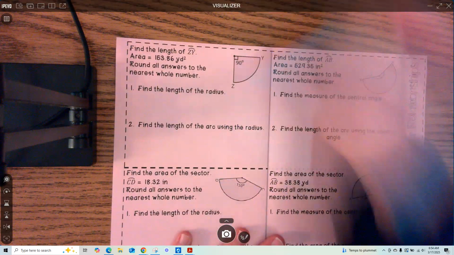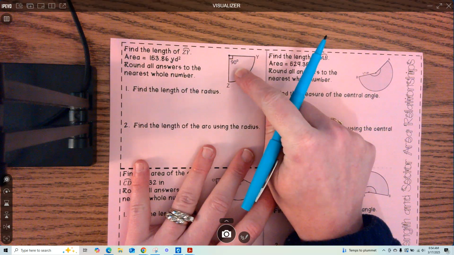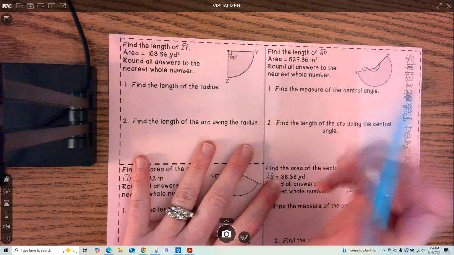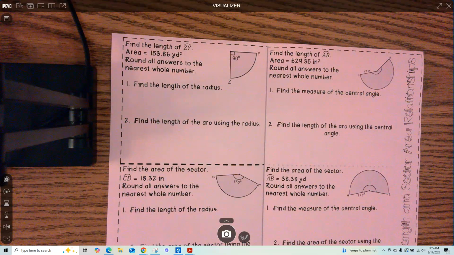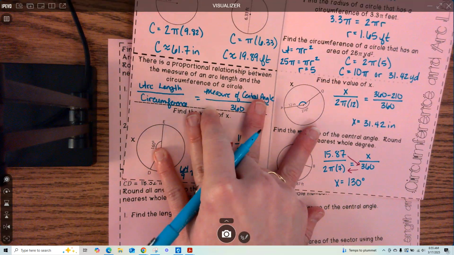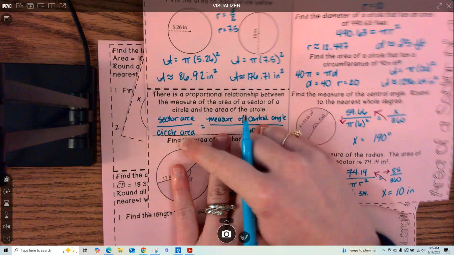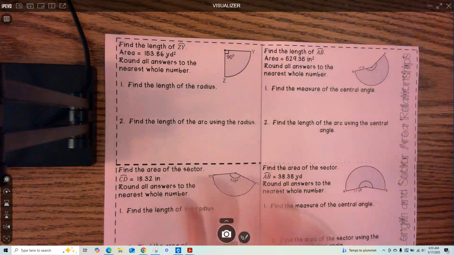All right, find the length of ZY, so that's the arc, if the area of this sector is 153.86 yards squared. Round all answers to the nearest whole number. So we're going to use that same relationship that we used to find arc length and area of a sector. So arc length over circumference equals measure of the central angle over 360, or sector area over circle area is the measure of the central angle over 360.